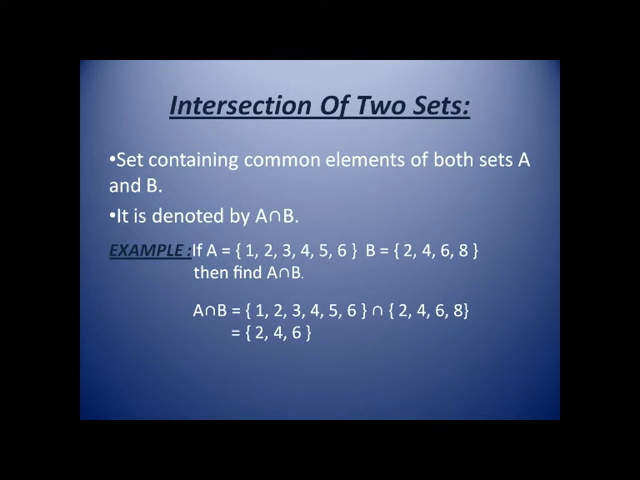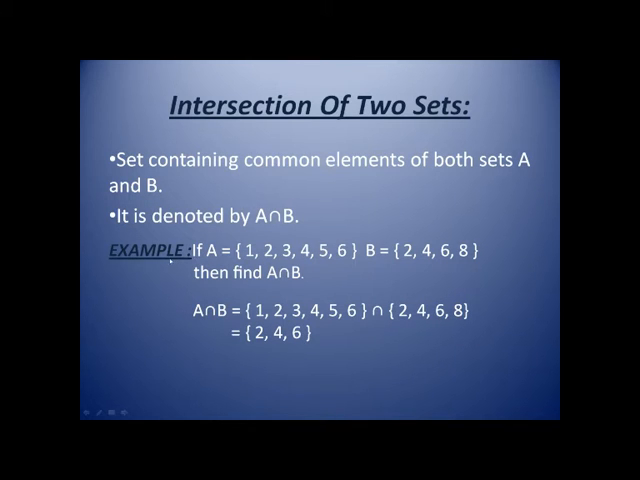What is intersection? It is a set containing the common elements of both sets A and B. It is denoted by A ∩ B. The inverted U is the symbol of intersection. Dear students, in intersection we simply take the common elements from both sets.